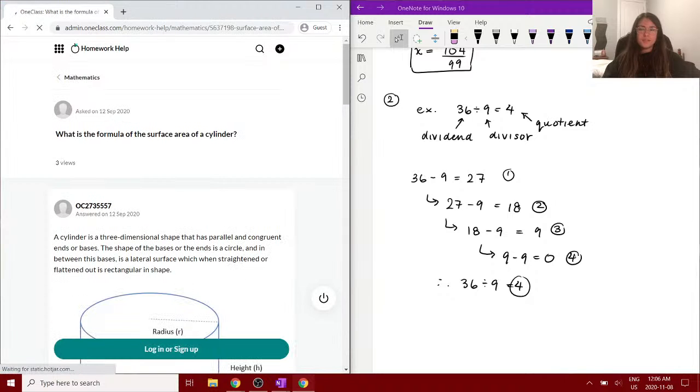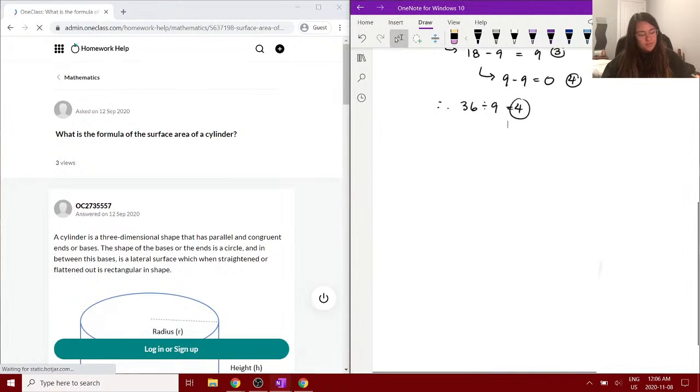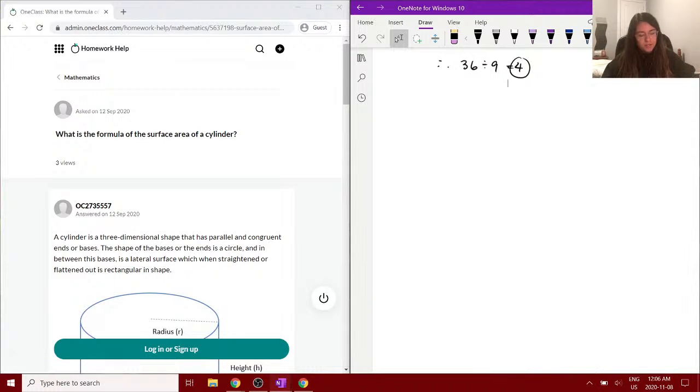Okay, on to the third question. So this question is asking us, what is the formula of the surface area of a cylinder? All right, question number 3. So we're looking for the surface area of a cylinder.